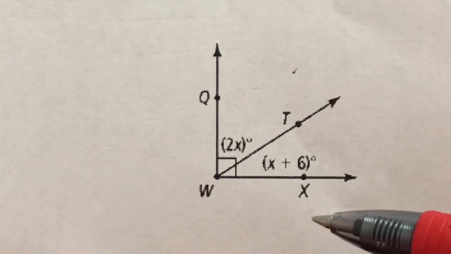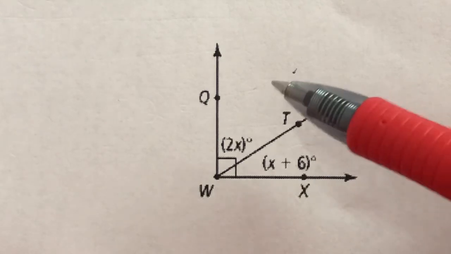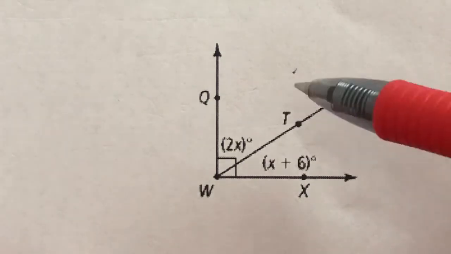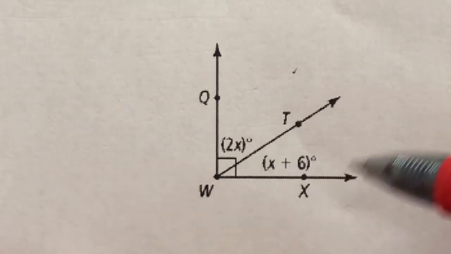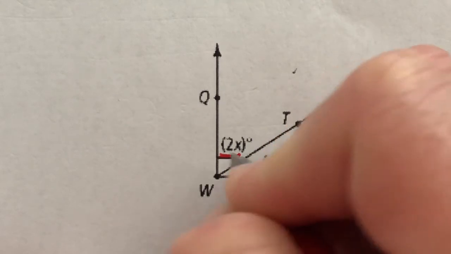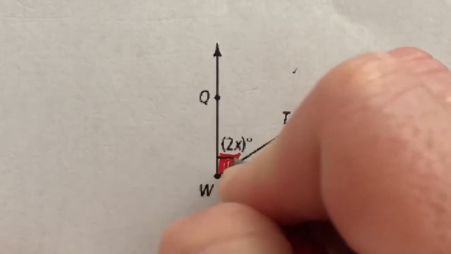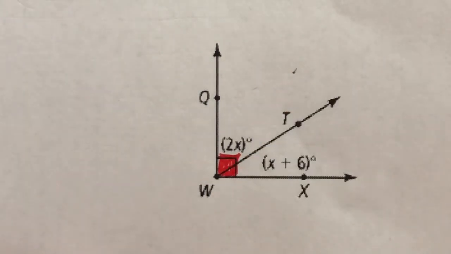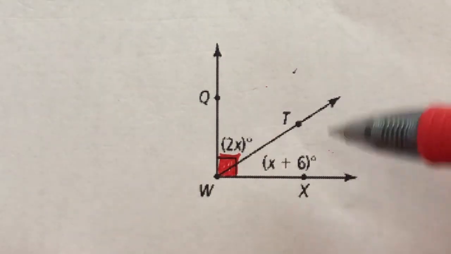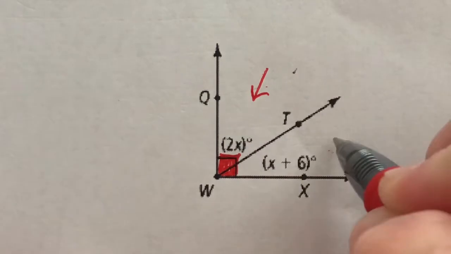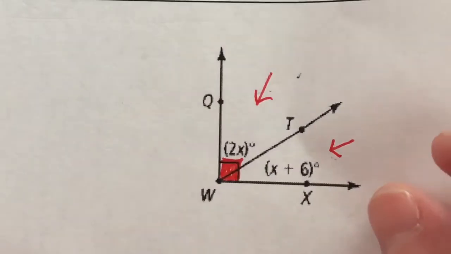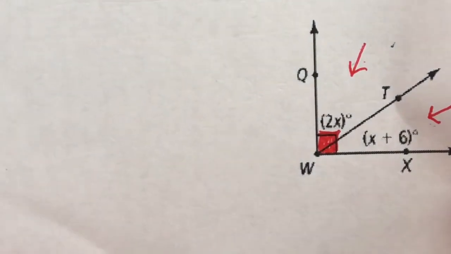What's the only thing I know here for a fact? Do I know that these two angles are congruent? No, they're probably not. They don't look congruent, but I don't know. What do I know for a fact? I know that this whole angle is 90 degrees because this little red box in the corner tells me it's 90. So I know for a fact that these two angles add up to 90 degrees. So the first thing I'm going to do is add them together and set that equal to 90 degrees.